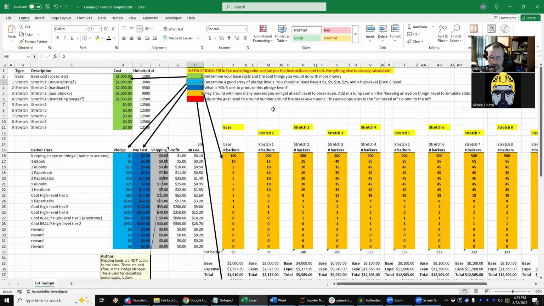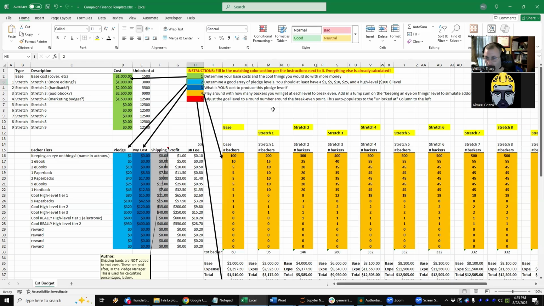Let's move on to the second one. Determine a good array of pledge levels. So this is what people are going to be doing to back your campaign. You should have a good range of pledge levels. Don't short sell yourself. You would be surprised what people will actually pay for a good product. So don't put your costs too low, put them reasonable for what you want to get out of it.